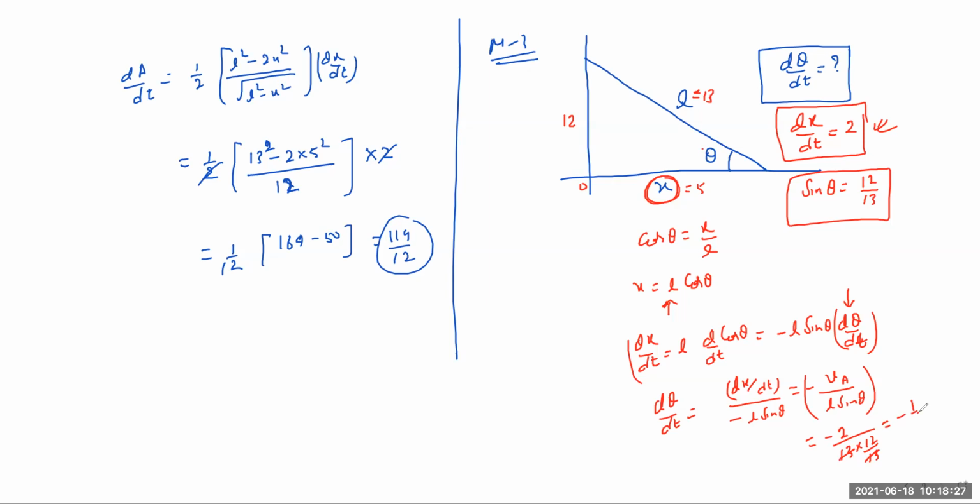So we got minus 1 by 6 radians per second. That's the answer. It means theta will decrease at this rate, because as the rod slips down, theta will decrease. That's very much obvious. Negative means the rate is decreasing. When the rate is positive, we say it is a growing, increasing value. So d theta by dt is minus 1 upon 6 radian per second.